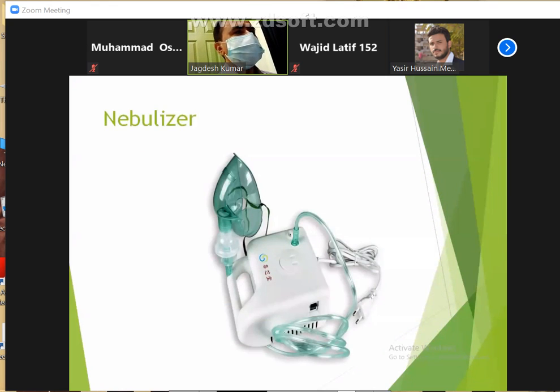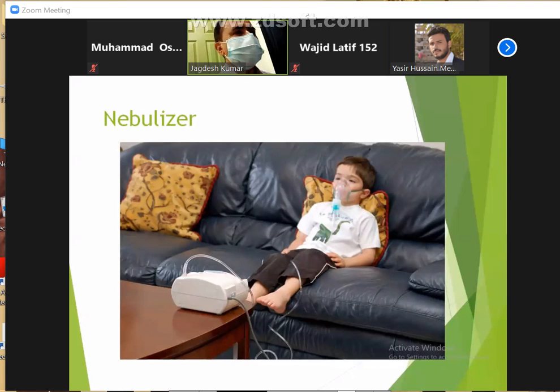This is another device. This is called the nebulizer. With the help of this, you can give drugs like bronchodilators and steroids. You can treat patients like a severe asthmatic attack. The small baby is looking very happy. This is not oxygen delivery, but simple nebulization through the nebulizer machine.